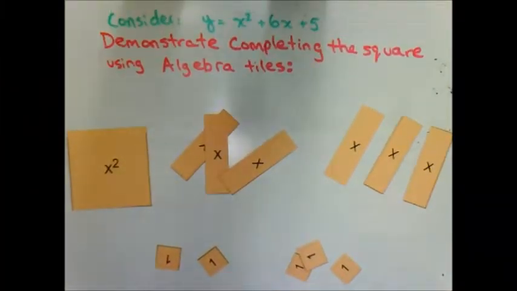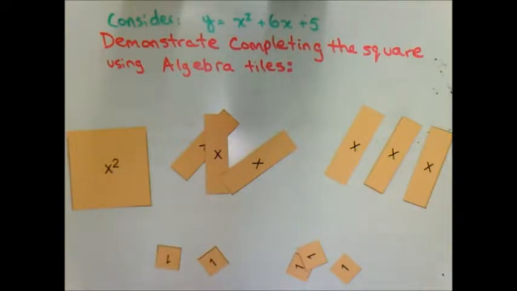Here is a demonstration of completing the square using algebra tiles. This is the goal of what we're doing today, and I'm going to demonstrate it using algebra tiles. We have the quadratic equation y equals x squared plus 6x plus 5. Does anyone here know how to draw that just by looking at it? There's the equation. The answer is no, you don't know how to draw it. So what do we need to do? Convert it to vertex form.